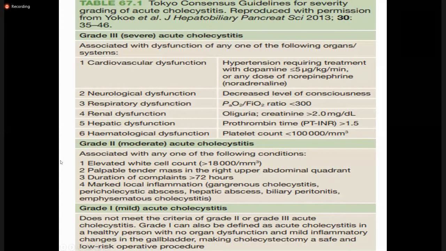Now, basically, what I mean to say is, if the patient is presenting with right hypochondrial pain and fever, and these are the other added things that you come across, then you will be suspecting grade 2 moderate cholecystitis. Milder form does not meet the criteria of grade 2 or 3. Grade 1 can be defined as acute cholecystitis in a healthy person with no organ dysfunction or mild inflammatory changes in the gallbladder, making cholecystectomy a safe and low-risk operative procedure.